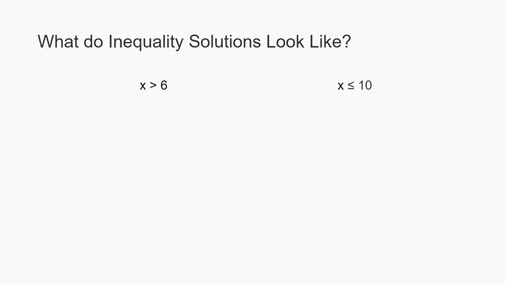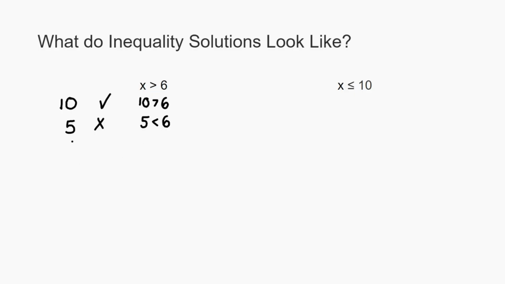Now that we know how to identify inequalities, let's look at what inequality solutions look like. So our first inequality is x is greater than 6. So now let's go through some numbers and decide whether it makes the statement true. So for x, why don't we say 10? Does that work? Yes, because 10 is greater than 6. That is true. What about 5? 5 is false. It does not work because 5 is less than 6.